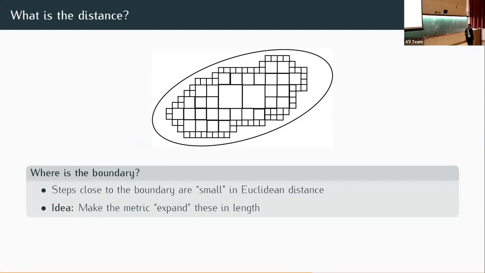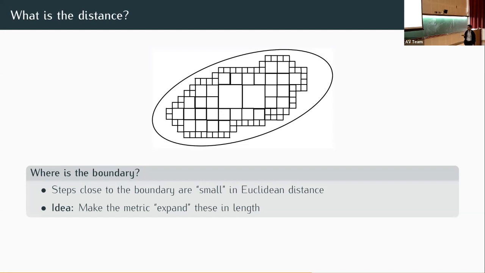So our decomposition looks a little bit like this. The cubes are getting smaller as we come closer and closer to the boundary. So in terms of Euclidean distance, when we come closer and closer to the boundary of the body, each step of the walk is covering a smaller length. But somehow we don't want to measure that as a small length. That is still progress because it has moved. So that small movement near the boundary, we want to count as more than its actual length. So we want the metric to expand these lengths.